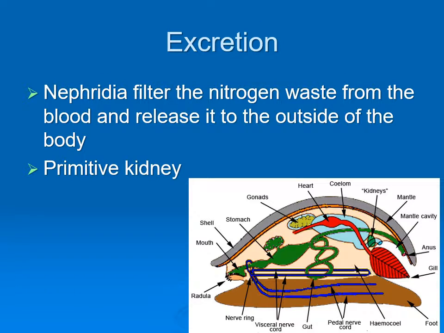Okay, so mollusks get rid of their nitrogen waste using nephridia, and nephridia filter the blood to get the nitrogen waste out, and then release that waste out of the body. And this is what kidneys do. So this is the primitive kidney that we have been waiting for. And we're starting to see the start of the idea of making urine by filtering blood.